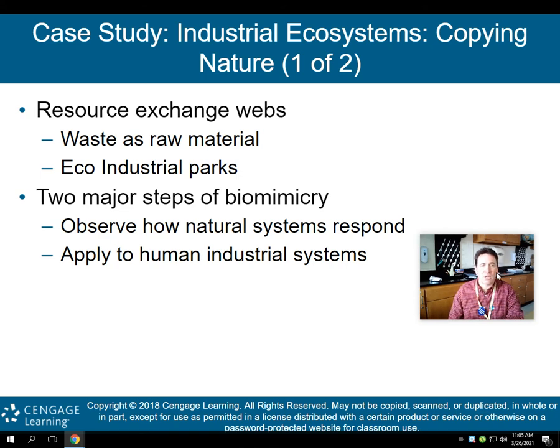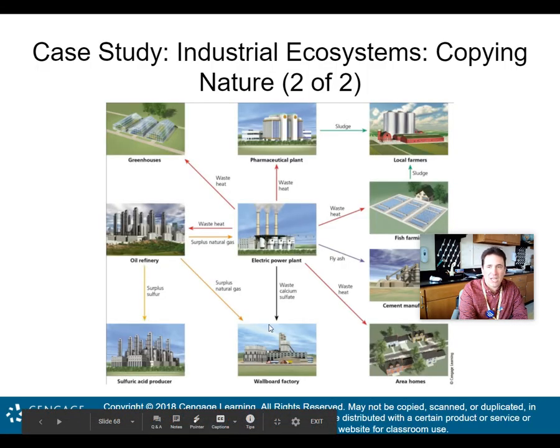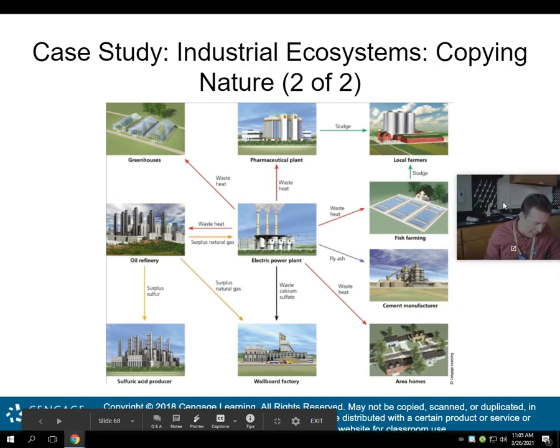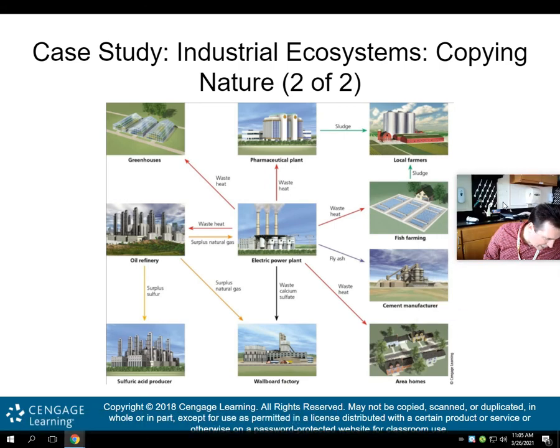Two major steps of biomimicry. What is biomimicry? When you copy nature, right? Mimic biology, mimic nature, okay? And this applies to human industrial systems. So what are we talking about here? This is basically an industrial ecosystem in Kalundborg, Denmark. All right, I don't know if I have that right. Basically, the waste of one business becomes the raw material of another business. And again, this mimics nature.